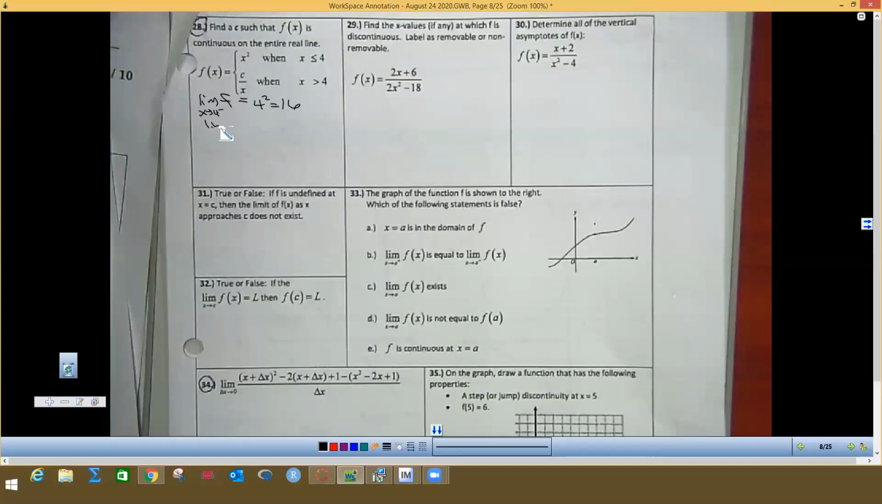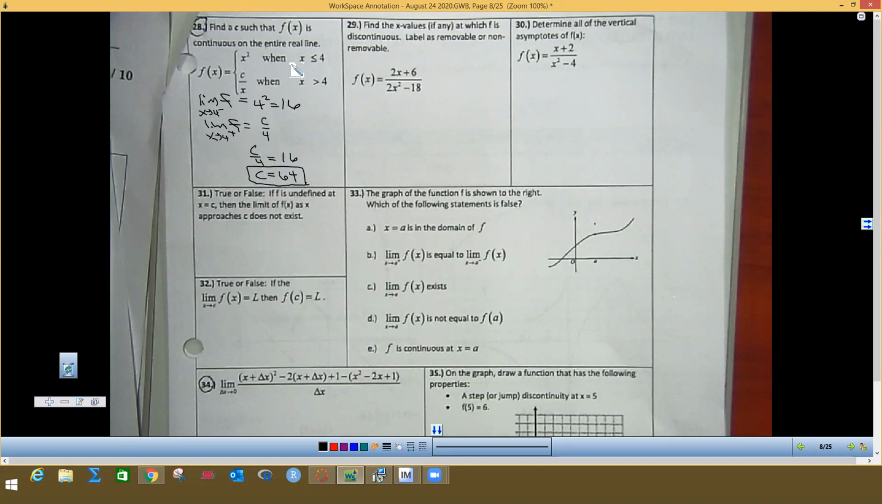And then you're going to do the limit as x approaches 4 from the right side of f of x, which means you're going to do the bottom one, and this is going to be c over 4. So in order for these limits to be equal, c over 4 has to equal 16, which means c would have to equal 64, which would be the value that would make this function continuous.